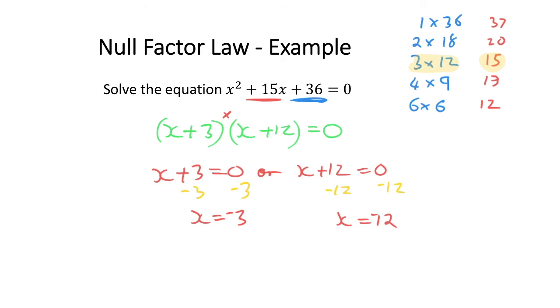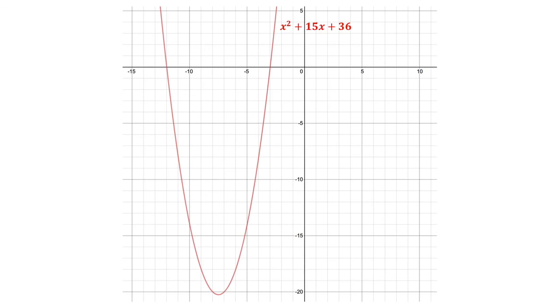So my solutions for x squared plus 15x plus 36 is equal to 0 are x is equal to negative 3 or x is equal to negative 12. So when I go ahead and graph that onto a Cartesian plane, I would expect my x-intercepts to be negative 3 and negative 12. So let's have a look to see whether we are correct. So I can see my graph for x squared plus 15x plus 36 is equal to 0, and my x-intercepts are negative 3 and negative 12. So that confirms my solution is correct. So there were a couple of examples of how we can solve quadratic equations by factorizing and then applying the null factor law.